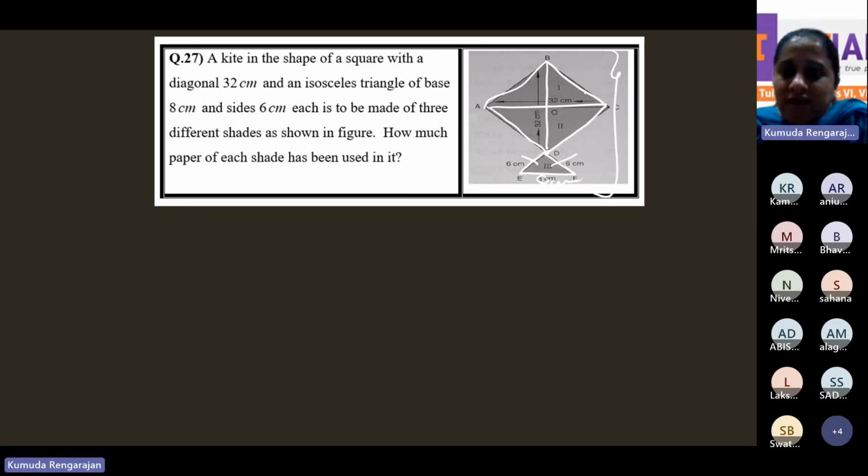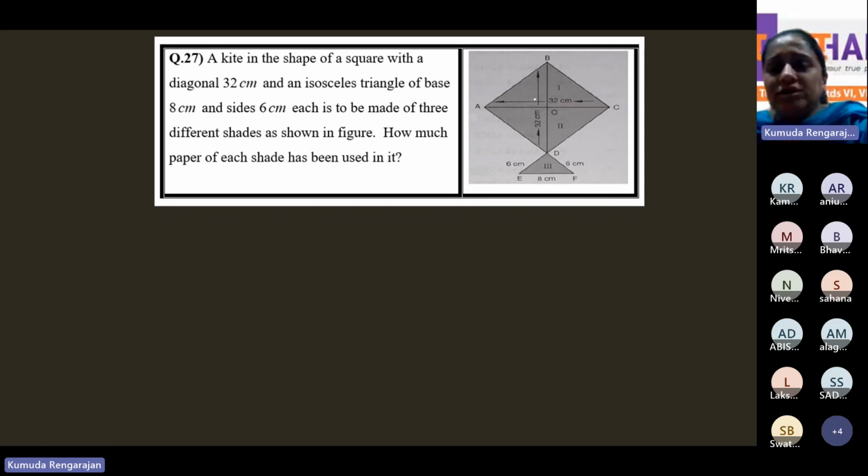For the square, we only know the diagonals, 32, 32. We don't know anything else for the square. And for the triangle, we have everything. We can use Heron's formula and find the area of this triangle.